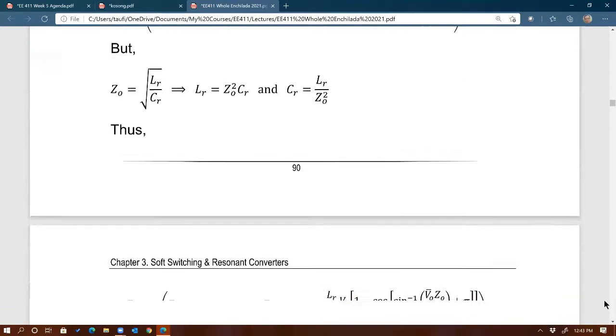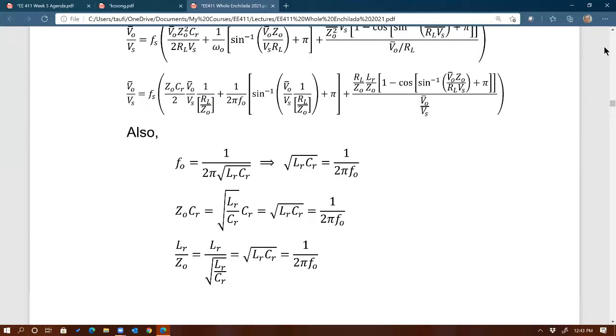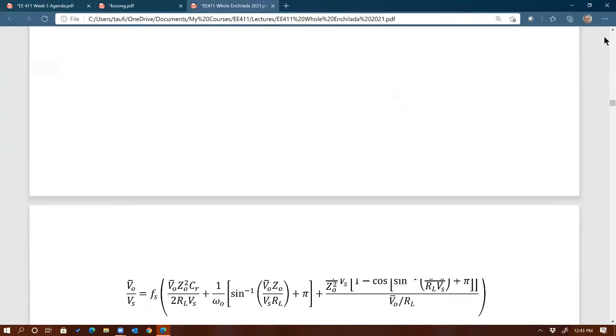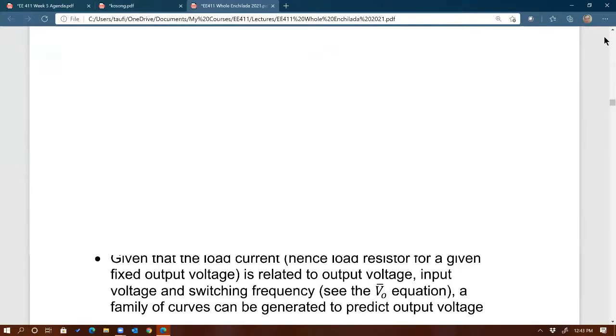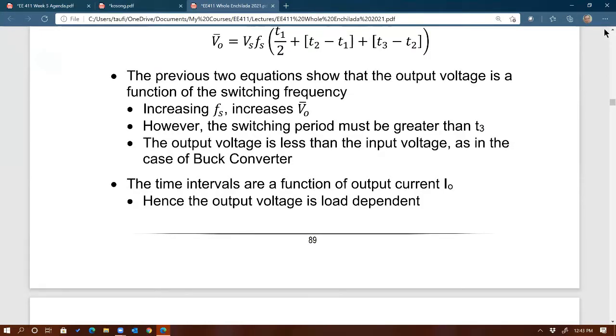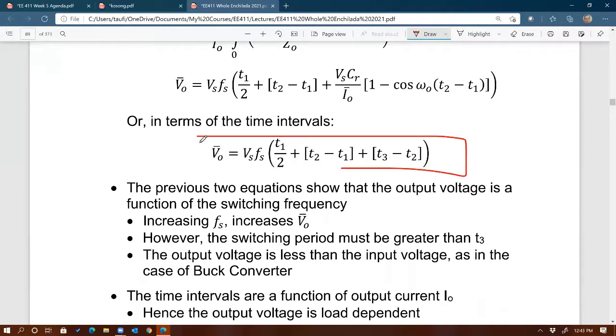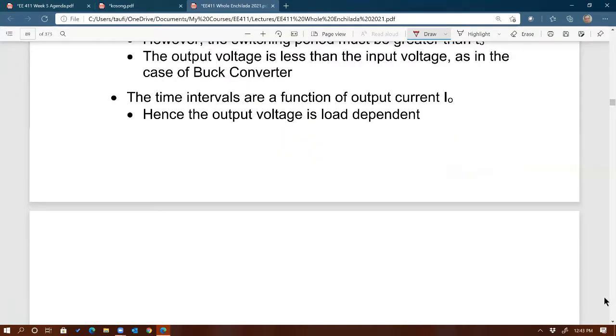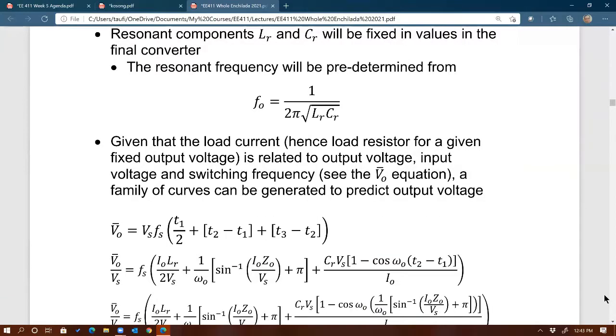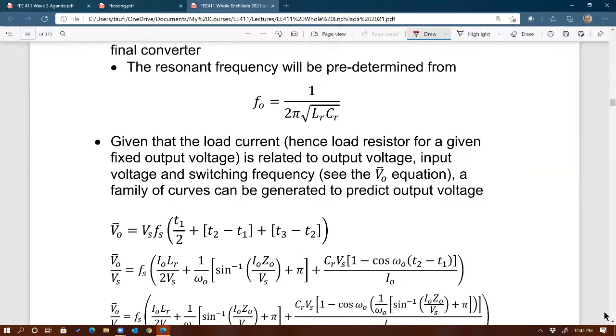Right, so we derive these equations. We have two different ways of getting output voltage. Sorry, let me go back. Page 89, right there. You have the exact equation to find the average output voltage. Or we can approximate average output voltage by deriving the equation so that you have relationships between the ratio of the frequencies, in this case switching frequency to resonant frequency, with respect to the ratio of voltages, output voltage over input voltage, as a function of the ratio of the load resistance to characteristic impedance.